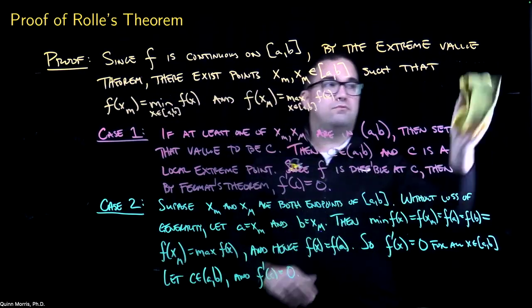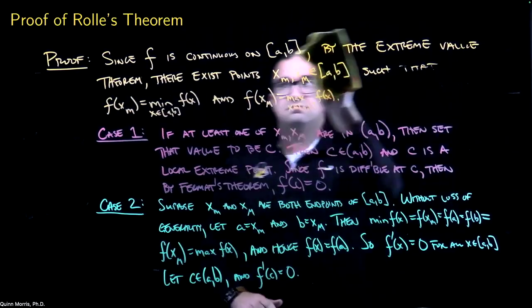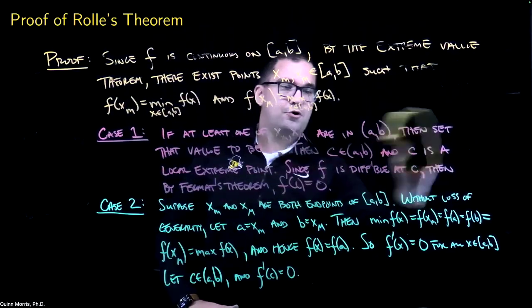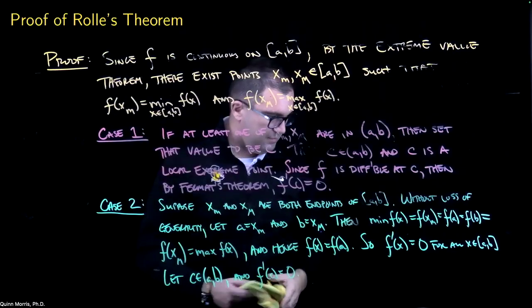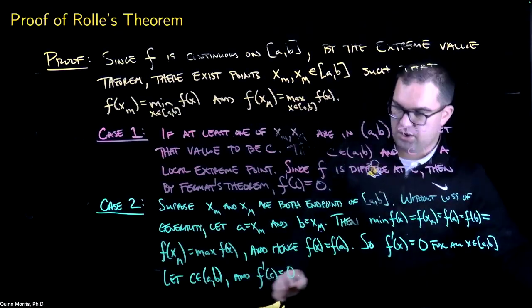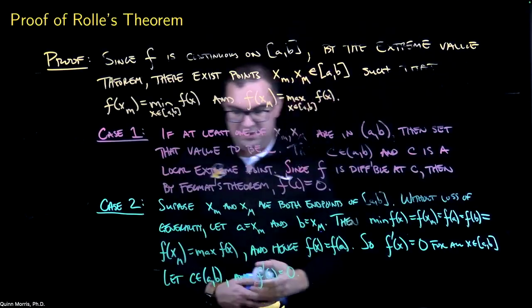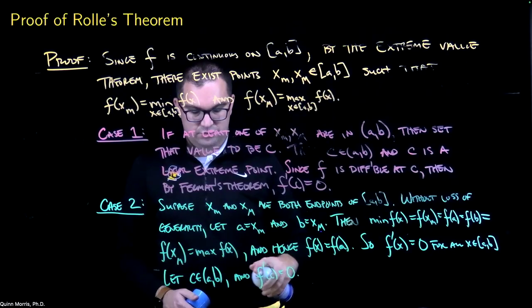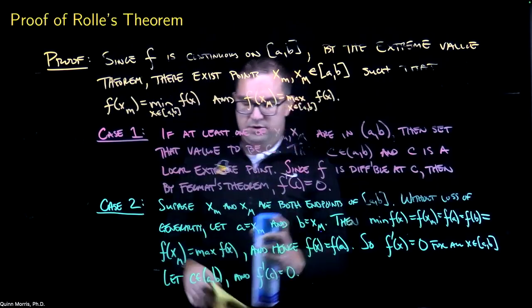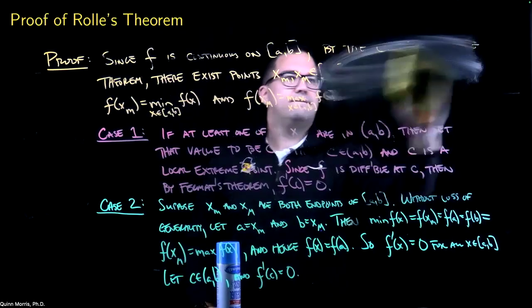Now, again, Rolle's theorem is a nice theorem. It's helpful, but again, our goal is to prove the mean value theorem. And so in order to prove the mean value theorem, we need to figure out how to adapt Rolle's theorem to help us in that specific case.